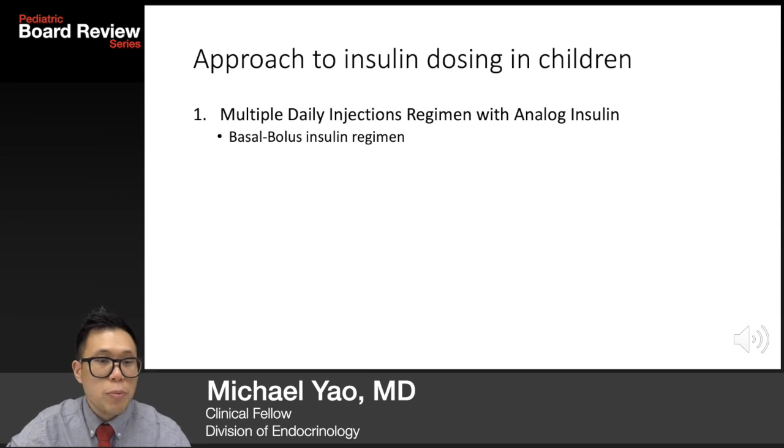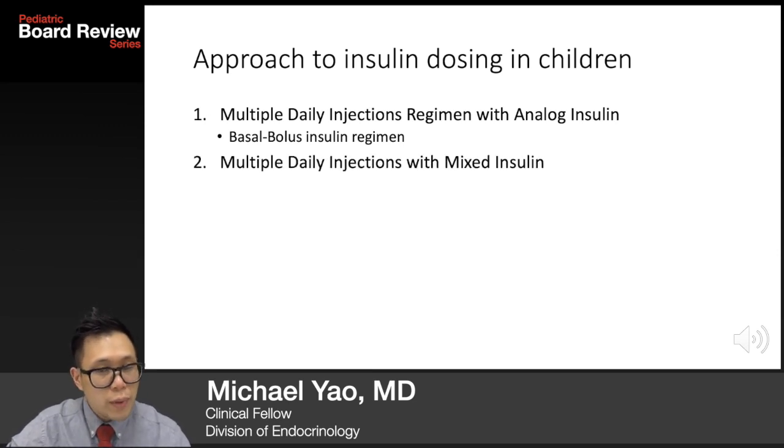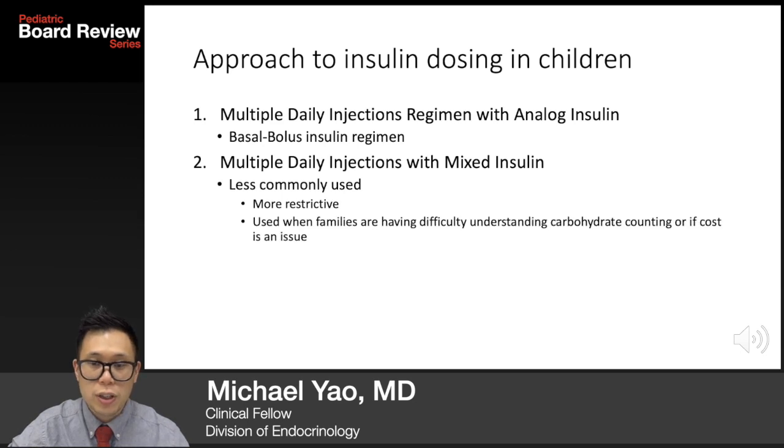Regarding insulin therapy in children with type 1 diabetes, there are 2 main regimens. The first is multiple daily injections with analog insulin, so that's your Humalog, Novolog, and your long-acting insulin such as Basaglar or Lantus. This is your typical basal bolus regimen, where a basal insulin is given and then bolus insulin is given throughout the day for carbohydrate coverage and blood sugar correction.